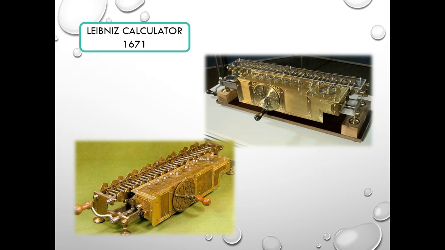Leibniz calculator, which was invented in 1671. The German mathematician Gottfried von Leibniz designed a calculating machine called the step reckoner or Leibniz calculator. It was capable of performing mathematical calculations like addition, subtraction, multiplication, division, and even finding square roots.